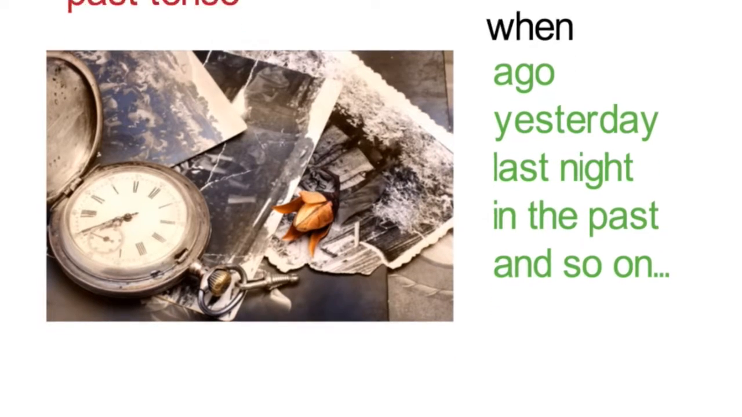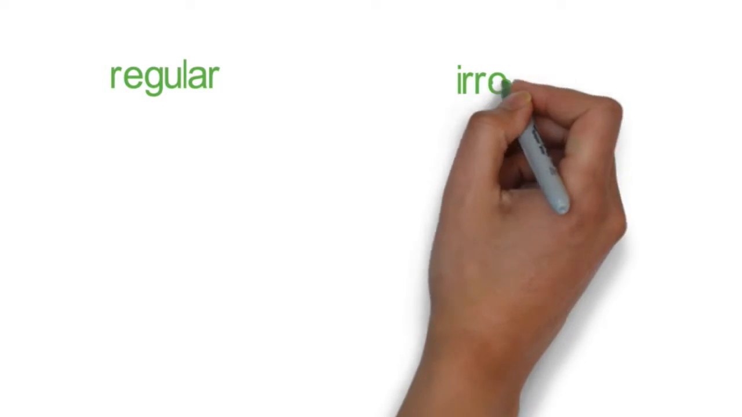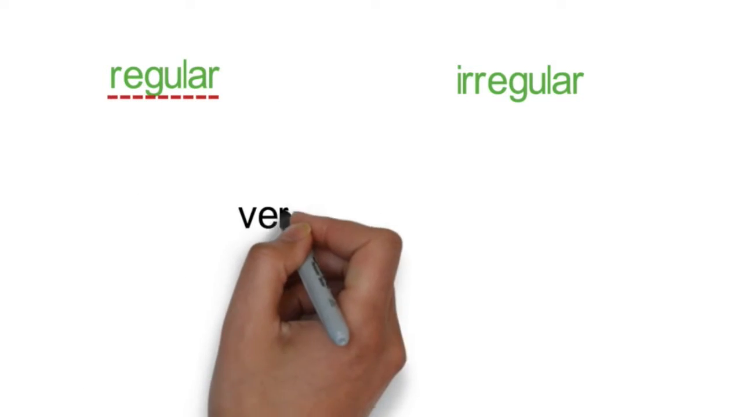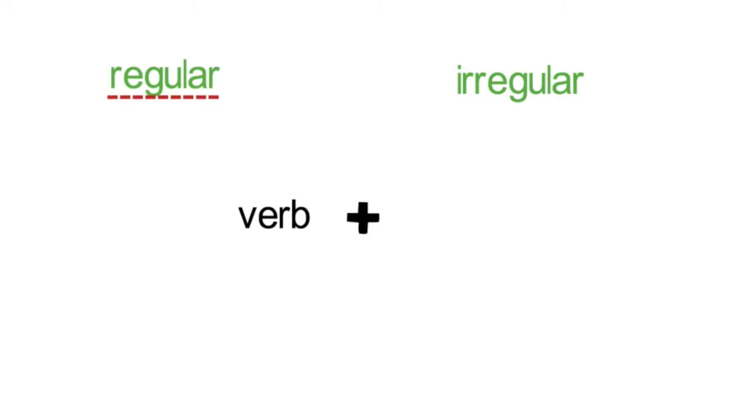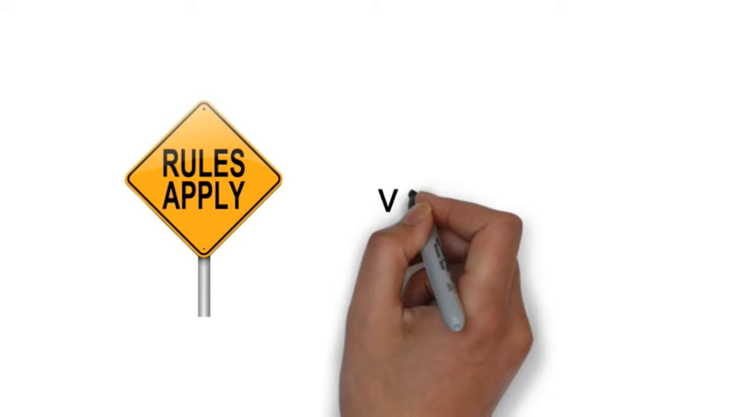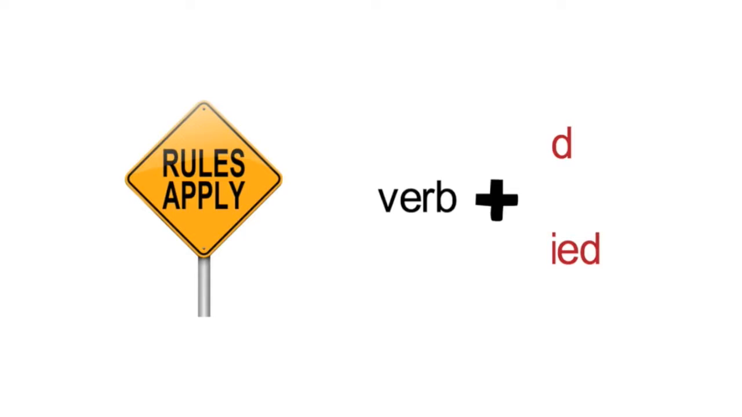There are two different groups of verbs in the past. There are regular verbs and irregular verbs. In today's lesson, we will look at both kinds. Let's look at regular verbs first. What do we need to add to the end of the verb to form the regular past? That's right, an ed. However, we do have to follow some spelling rules. Sometimes we have to add only d or ied.